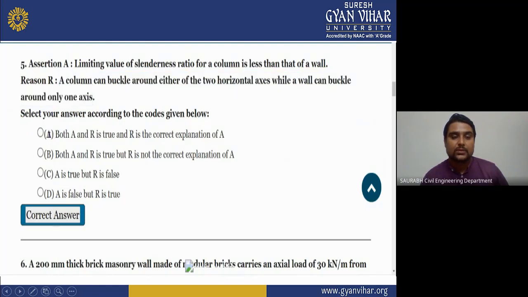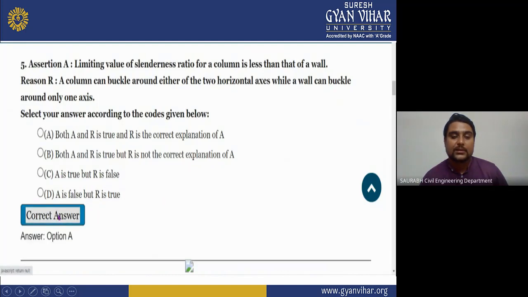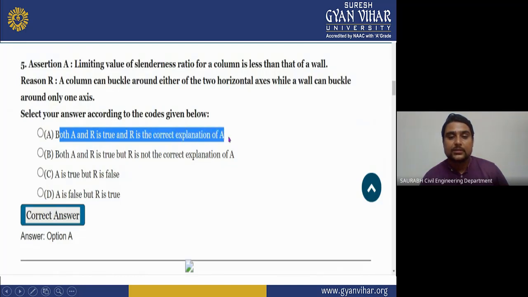Options given: both A and R are true and R is the correct explanation of A. Both A and R are true, but R is not the correct explanation of A. A is true, but R is false. A is false, but R is true. The right answer will be here: both A and R are true, and R is the correct explanation of A. Come on, the next question.